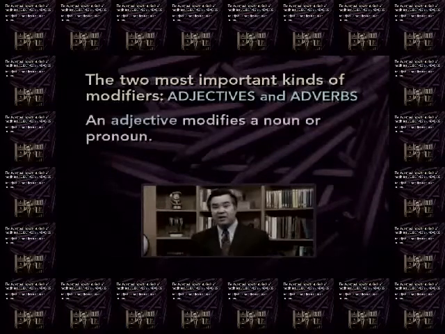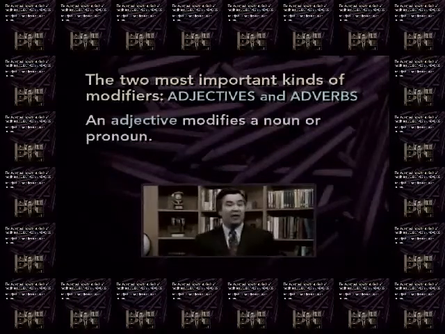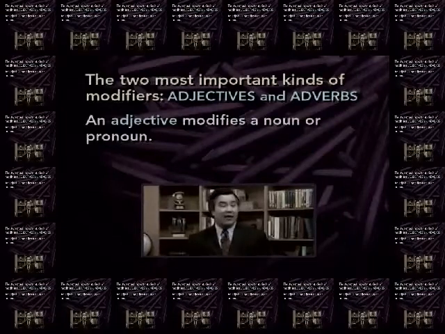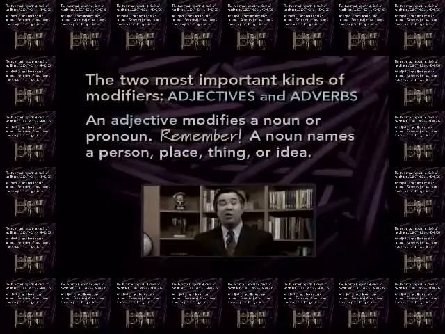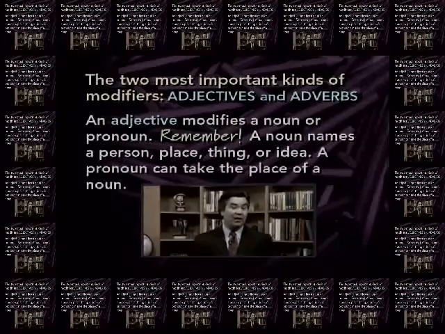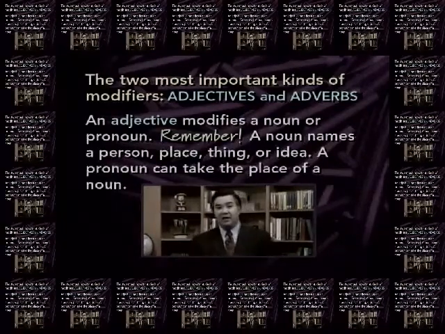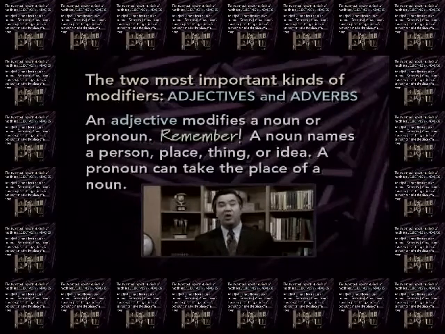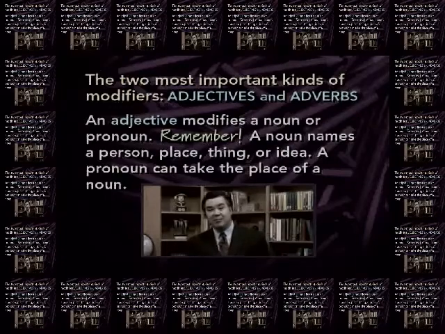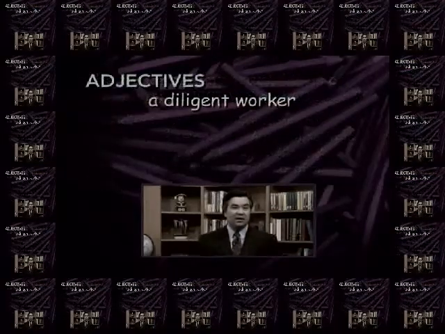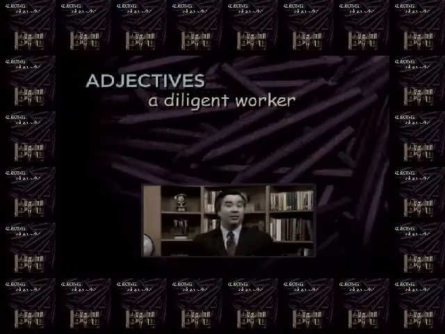First, an adjective modifies a noun or pronoun. As you know, a noun names a person, place, thing, or idea, and a pronoun can take the place of a noun. An adjective would be a word that modifies or gives more information about a noun or pronoun appearing in the sentence. Take a look at this phrase: a diligent worker.